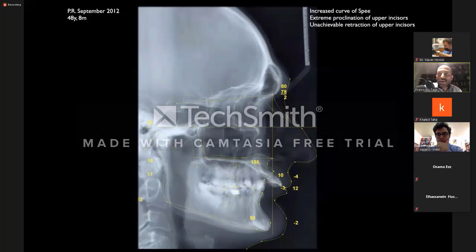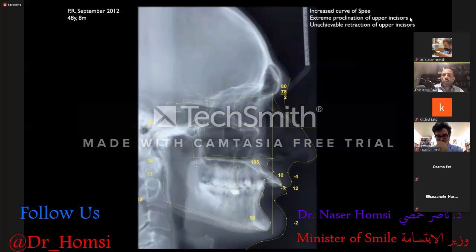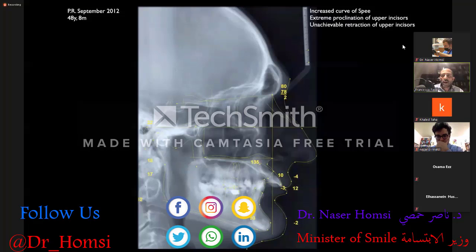We can see an increased curve of Spee, an extreme proclination of the upper incisors, and very hard to achieve retraction of the upper incisors. Why? Because the lower incisors are severely extruded, and this is a consequence of the very deep curve of Spee. The upper incisors cannot retract because they would hit the lower incisors, and this would generate a severe trauma. So the first step in this case was to intrude the lower incisors.